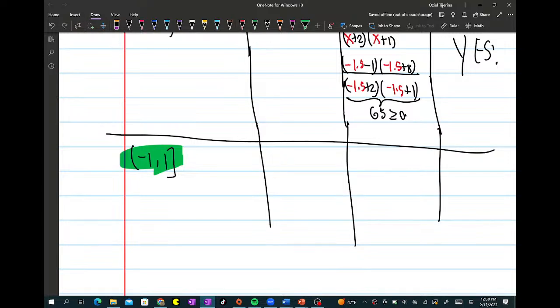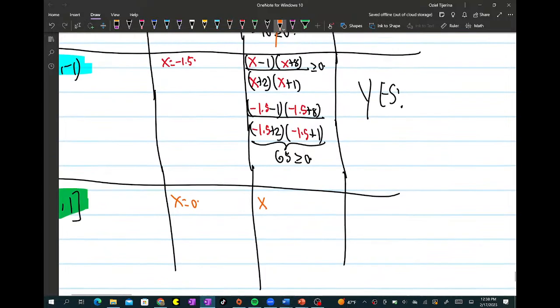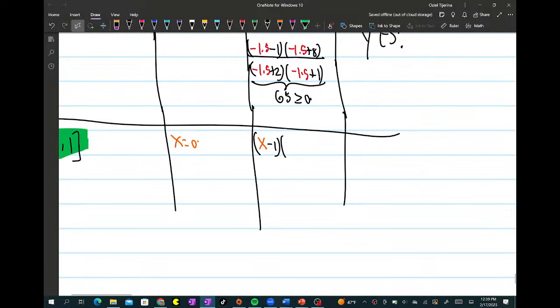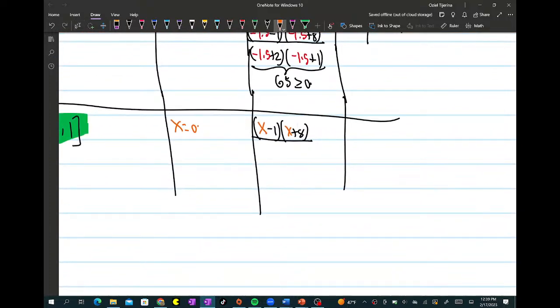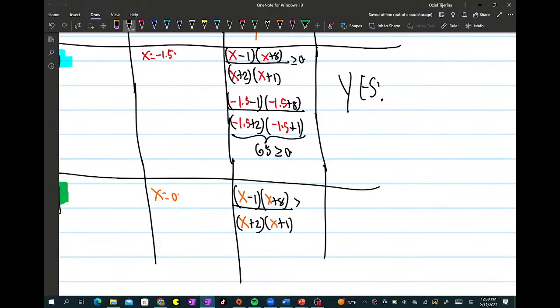So when we do that, again, I'm going to write down my expression. So (x minus 1) times (x plus 8) over (x plus 2) times (x plus 1), right? And is this greater than or equal to 0, basically?